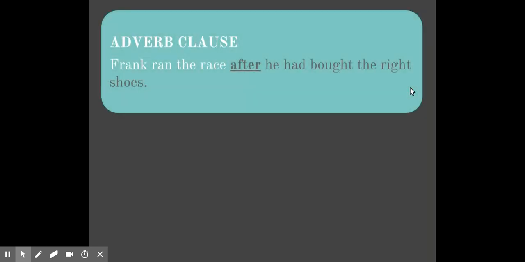Let's take a look. So our adverb clause: Frank ran the race after he had bought the right shoes. So here's our adverb clause, after he had bought the right shoes. And it's introduced by the word, the adverb, after. Okay? Tells us when this action happened.